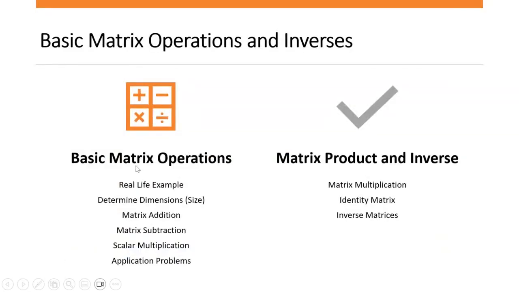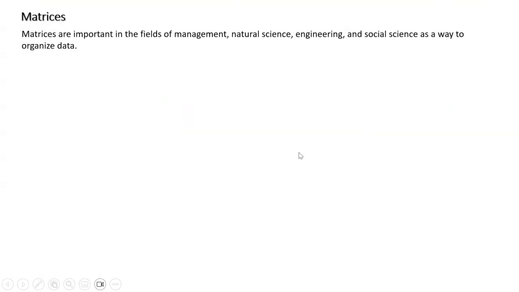Today we're going to cover basic matrix operations and inverses. For basic matrix operations, we're going to do a real life example, determine the dimension or size of a matrix, matrix addition, matrix subtraction, scalar multiplication, and application problems. This is from section, I believe, 6.4. And then multiplying matrices, the identity matrix, and the inverse come from 6.5.